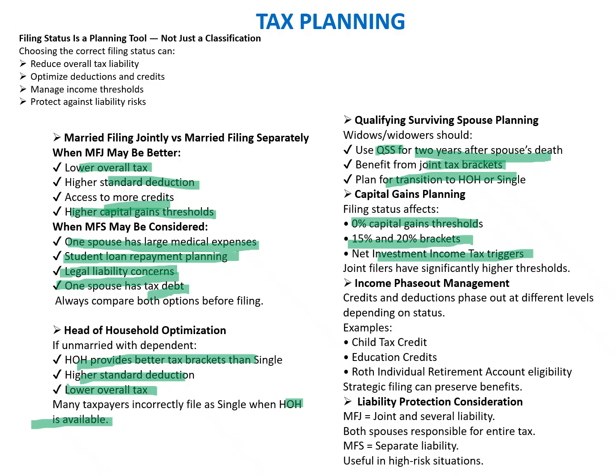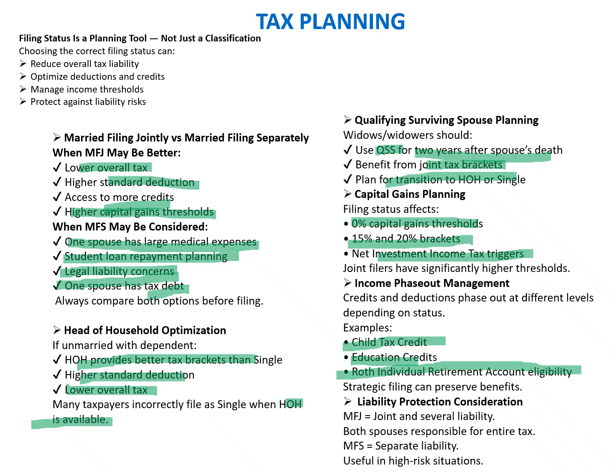Likewise, income phase-out management. Credits and deductions phase out at different levels depending on the status. For example, the child tax credit and education credits are dependent upon income phase-outs, which means that if you reach a particular income limit, then these benefits would phase out. So we have to plan accordingly. If our benefits are getting phased out quickly, then we should consider filing separately rather than filing jointly.